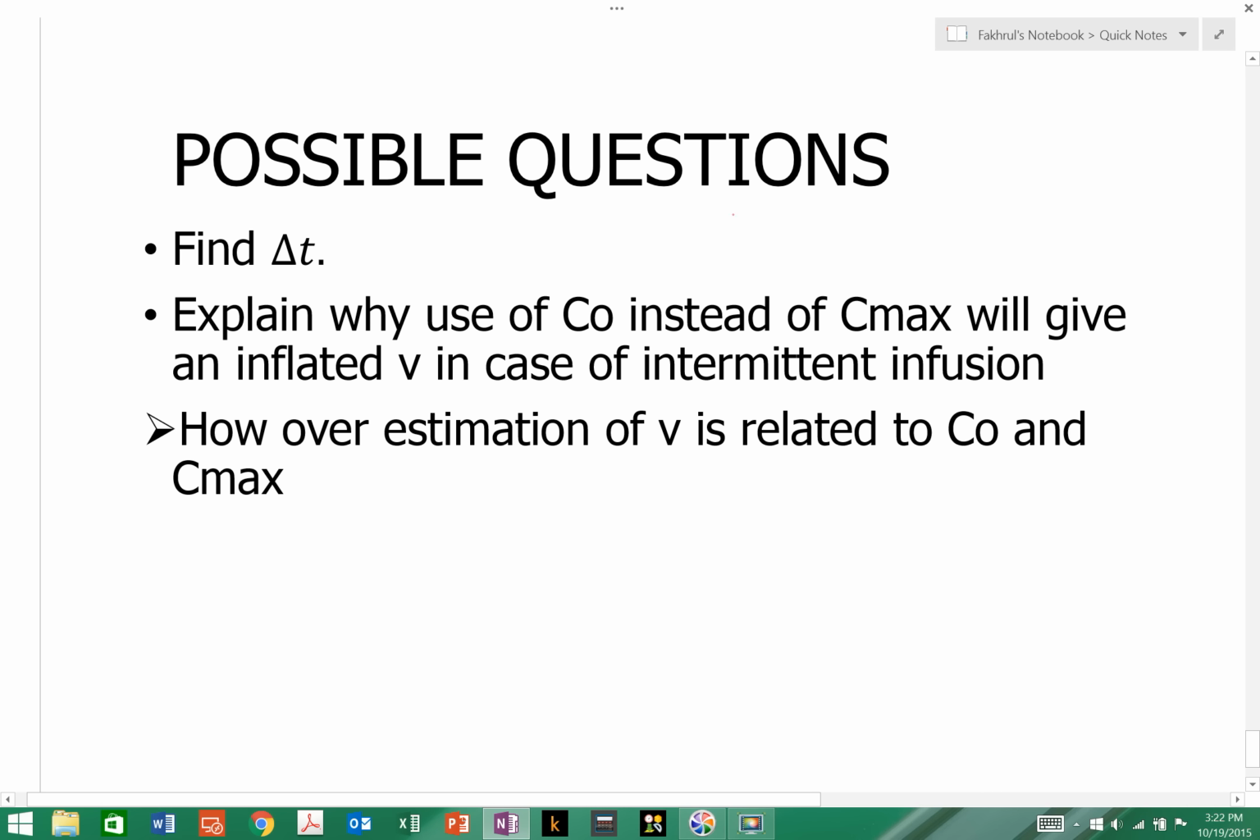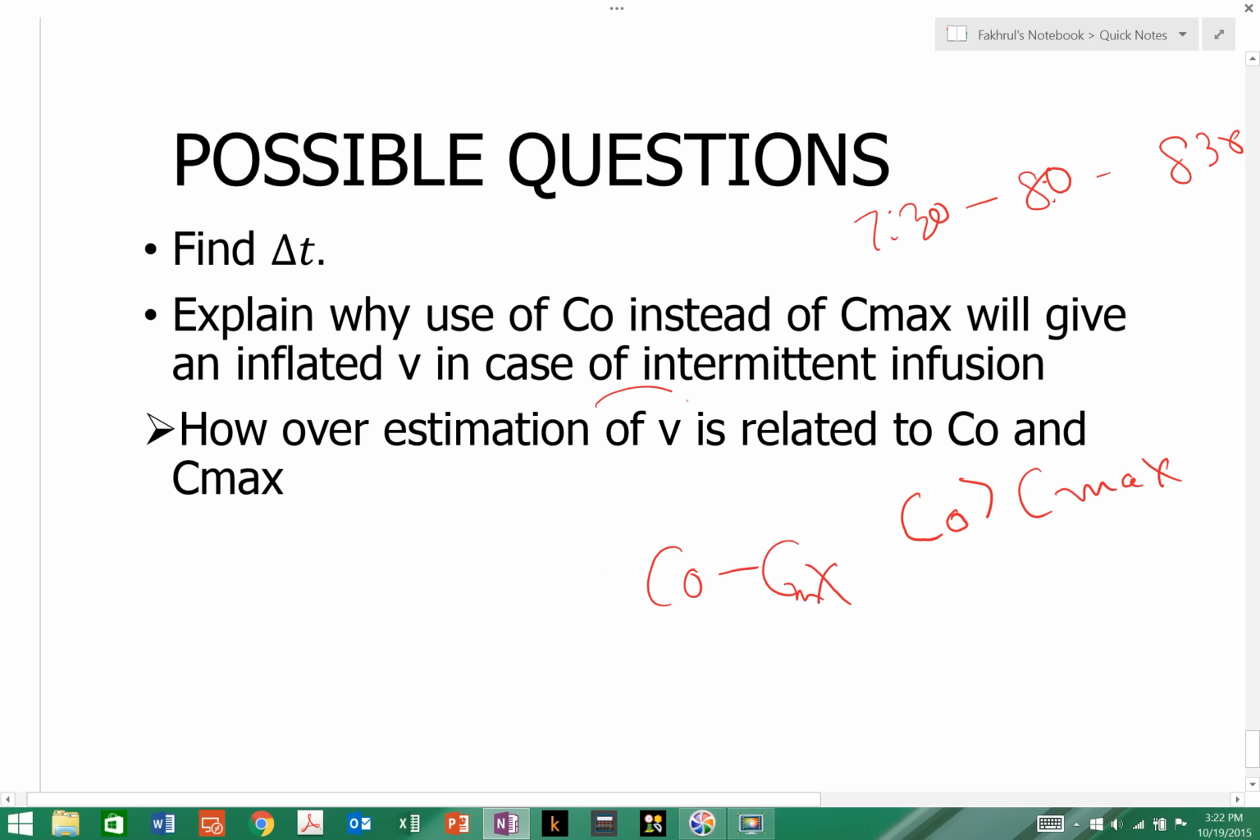For example, you start infusion at 7:30, stop at 8, collect a sample at 8:30. What is delta T? Why does C0 instead of Cmax give an inflated V in case of intermittent infusion? I have explained why: because C0 is usually larger than Cmax, so it is going to give you an inflated V. The overestimation is related to C0; when C0 minus Cmax increases, there will be more overestimation of V.